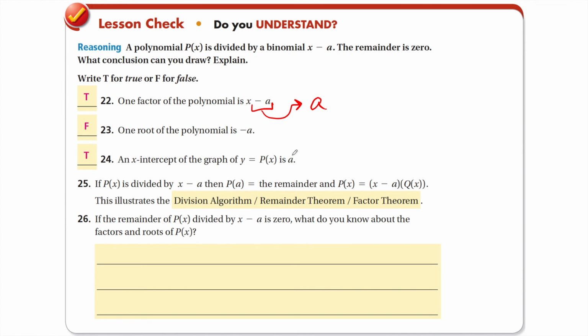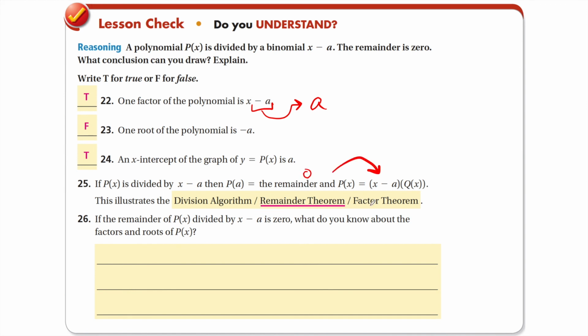So if p sub x is divided by x minus a, then p of a equals the remainder, and p of x equals x minus a times the quotient of x, or q of x. This illustrates, in this case, the remainder theorem. Because if we were to divide out by the x minus a, and we ended up finding out that p sub a equals the remainder, that is where you get the remainder theorem.